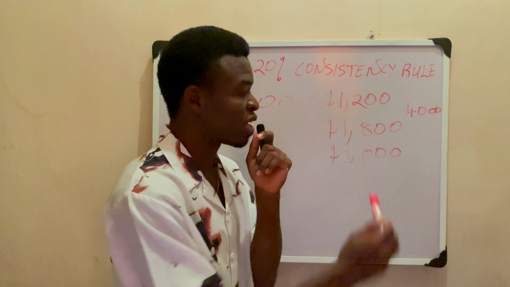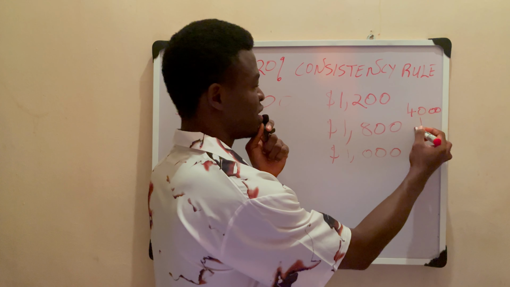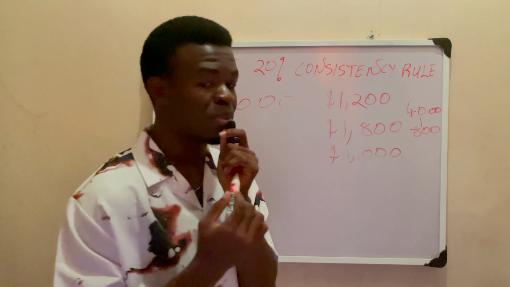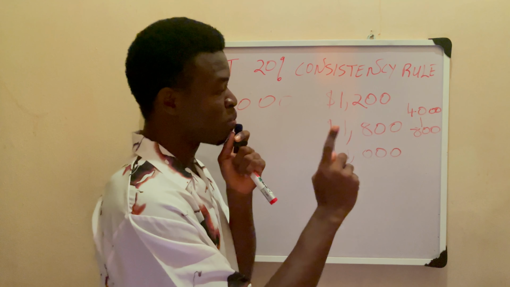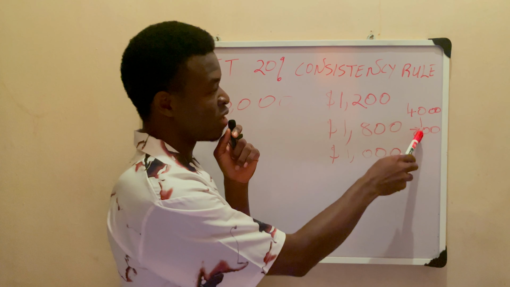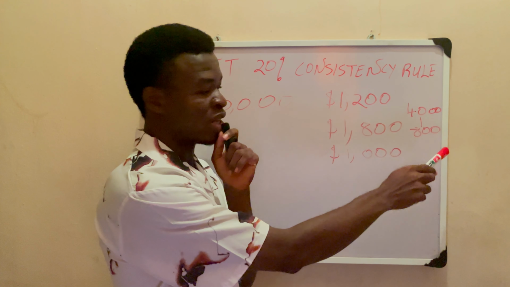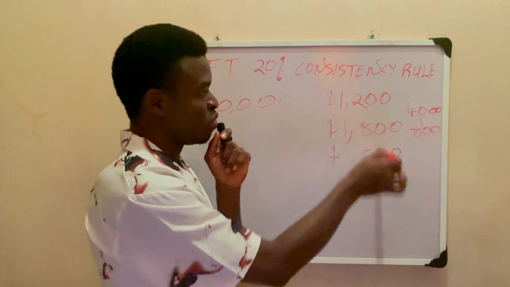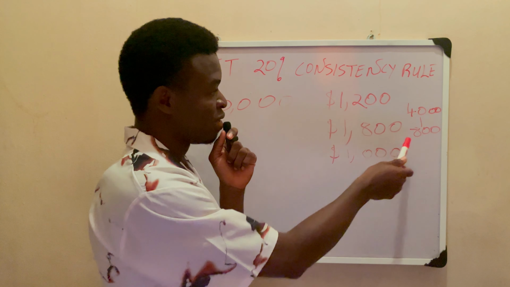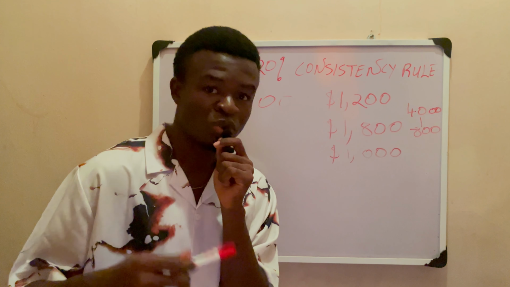Now, 20% of $4,000 should be around $800. Do you understand? Then remember that the consistency rule says don't make more than 20% of the amount you want to withdraw. You want to withdraw $4,000, and 20% of $4,000 is $800. Now, with both trades, it shows that you have made more than 20% of the amount you want to withdraw. What are you going to do?